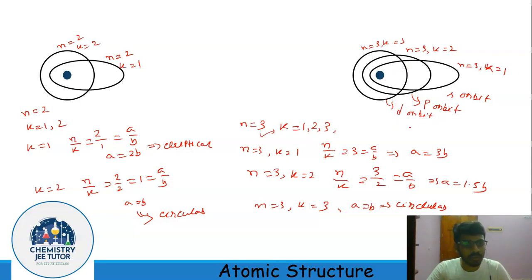And here is one point: don't confuse this orbit with orbital. Here, orbital is a 3-dimensional thing, but orbit is a 2-dimensional thing.